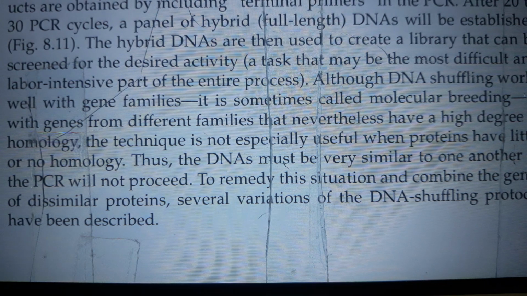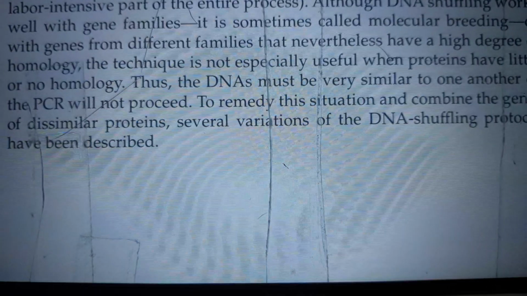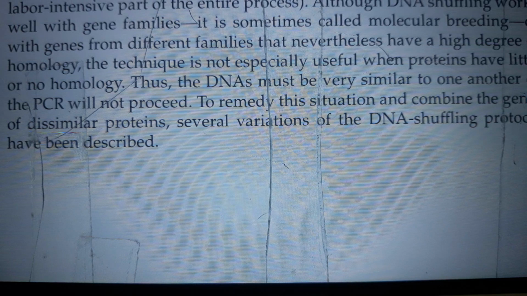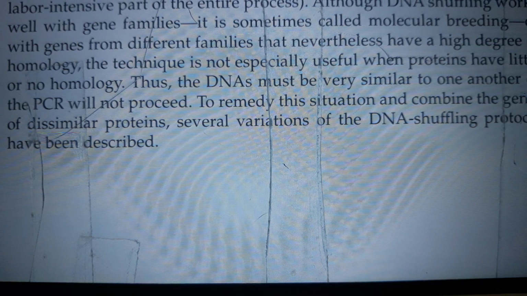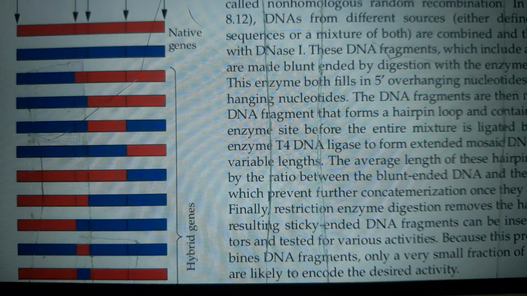Proteins have little or no homology. Thus, the DNAs must be very similar to one another, or the PCR will not proceed. To remedy this situation and combine the genes of dissimilar proteins, several variations of the DNA shuffling protocol have been described. One procedure that was developed to combine the genes of dissimilar proteins and that does not rely on PCR amplification of DNA fragments is called non-homologous random recombination.